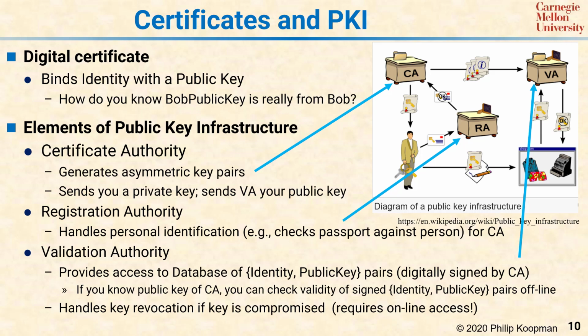One of the issues that can happen is that a key gets compromised. For example, someone breaks into Bob's computer and steals his private key. So the VA also has the ability to do key revocation, saying, oh, wait a minute, this key is compromised, it's no longer valid, you have to try this other key. Now the subtle point here is, why did we need to sign the identity public key pairs? Well, one of the reasons is that you might cache local copies or distribute local copies. And so you don't actually need online access to the VA. All you need is the ability to check a digital signature to make sure that the identity public key pair is legitimate.